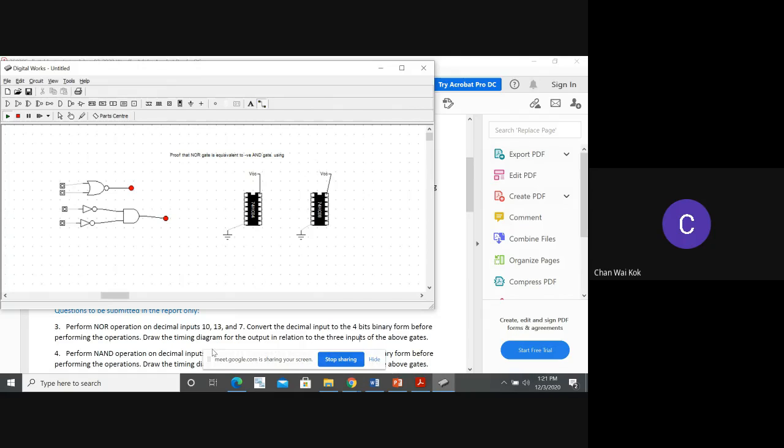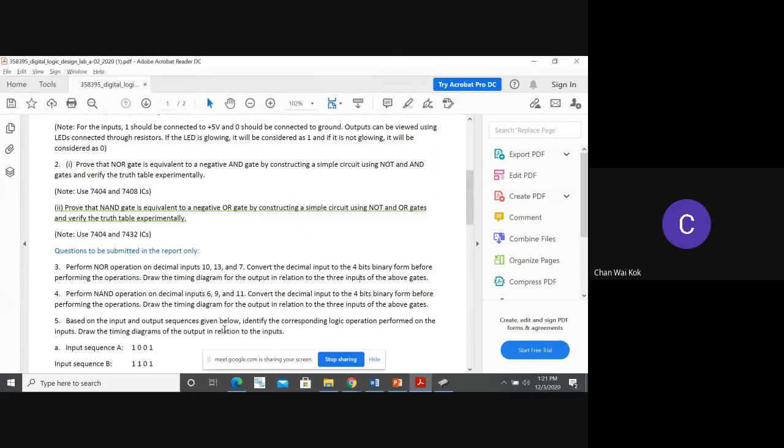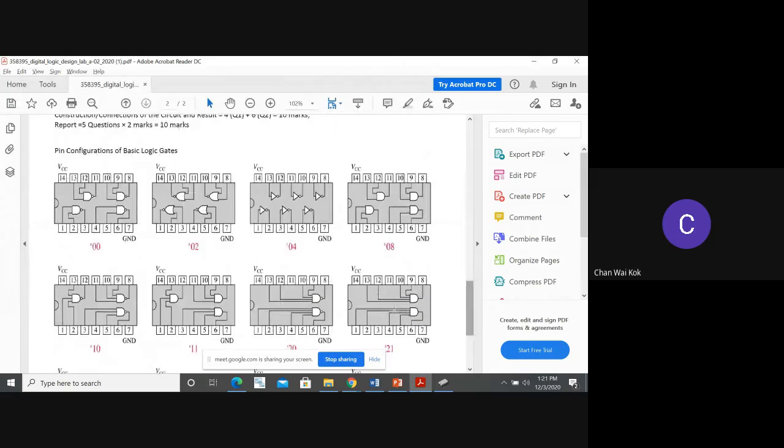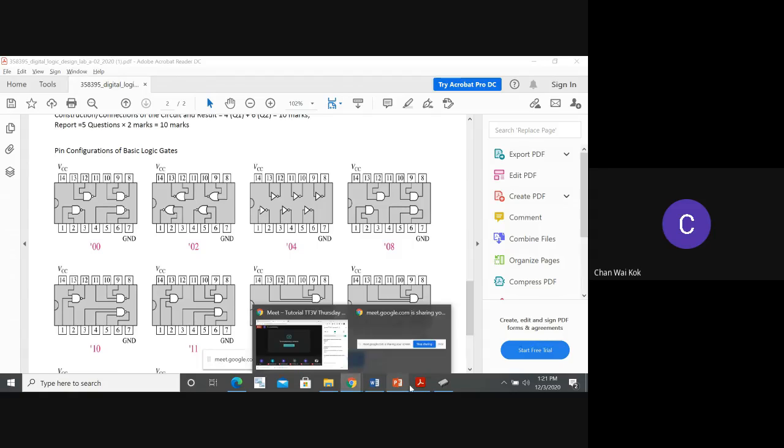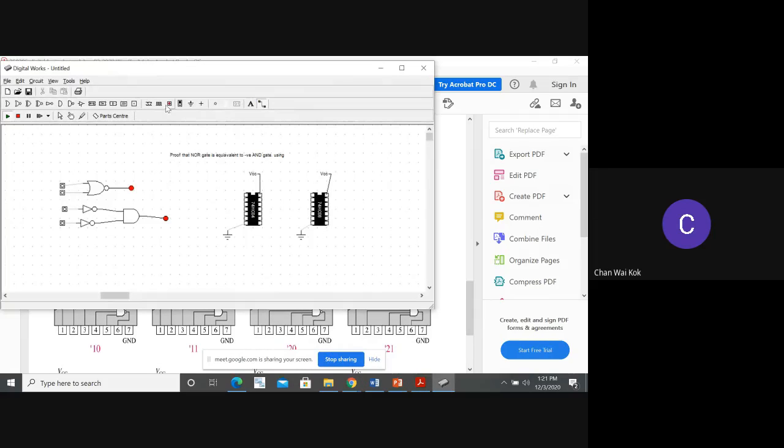Then you have to refer to the PDF document. How does the chip lay out? The 7404 is input 1, output 2; input 3, output 4. So you have two inputs. Put here input 1 and input 2. Input 1 connects to pin 1, input 2 connects to pin number 3. Then the output connects from here to here.